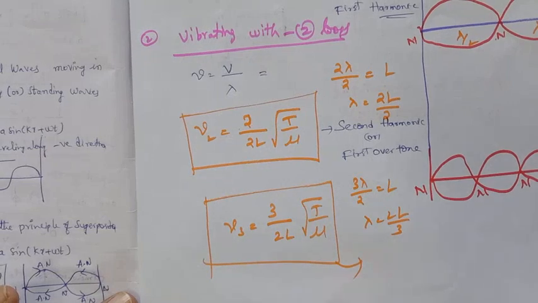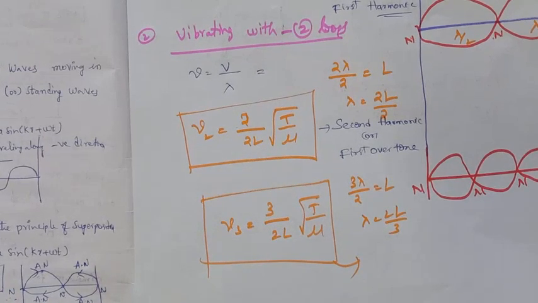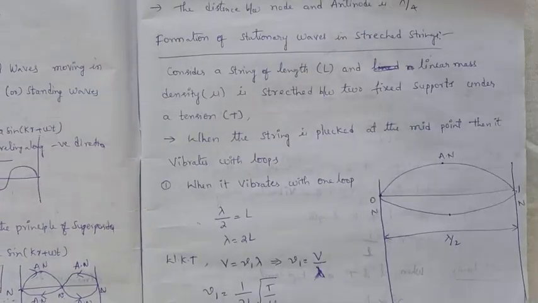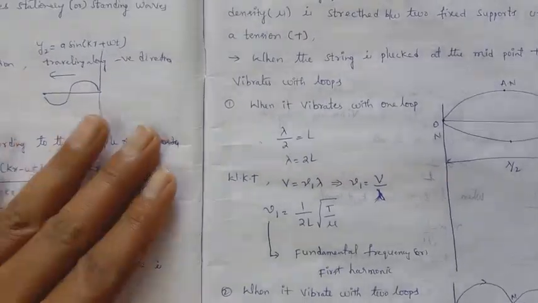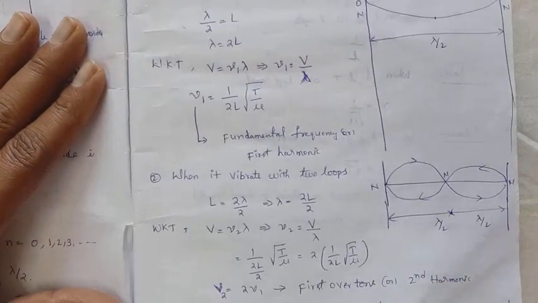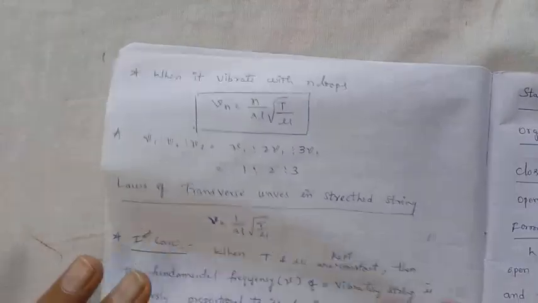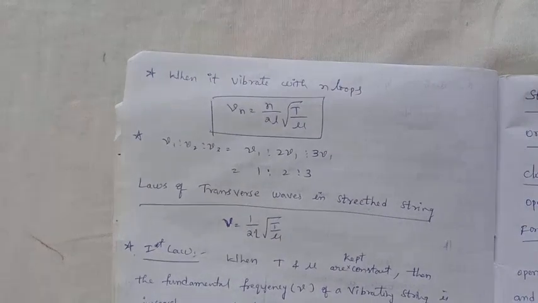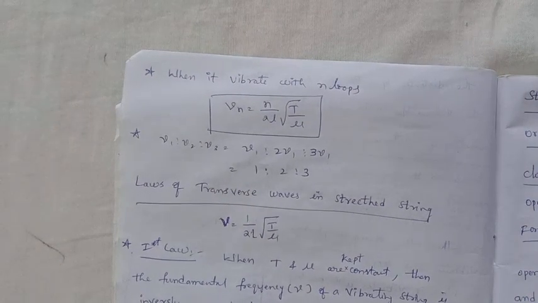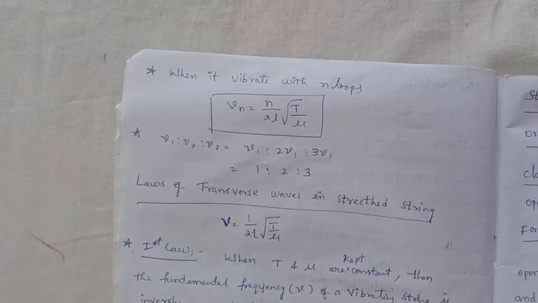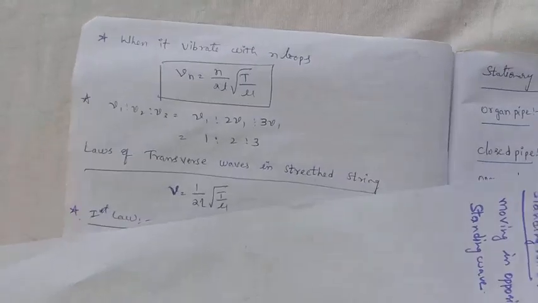This is called the third harmonic or second overtone. So this is the formation of stationary waves. You have to observe nu 1, nu 2, nu 3, how we are getting the values.